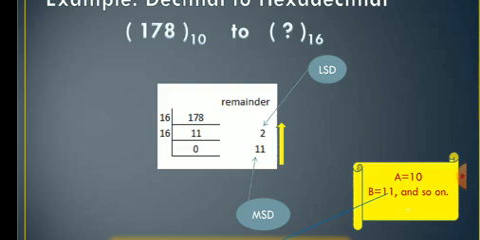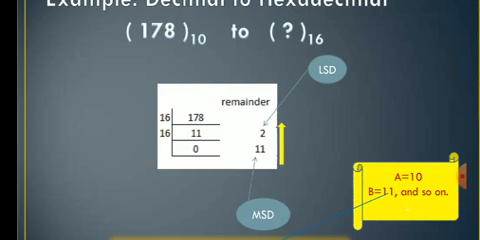So you have to divide that number by using the base of the hexa number, that is 16. So 178 divided by 16, what will be the quotient? Quotient will be 11, and then what will be the remainder? 2 will be the remainder. So the quotient should be written down in the successive division method, and the remainder should be written on the right side of the successive division method. And then again that 11 should be divided by 16, so remainder will be 11, quotient will be 0.